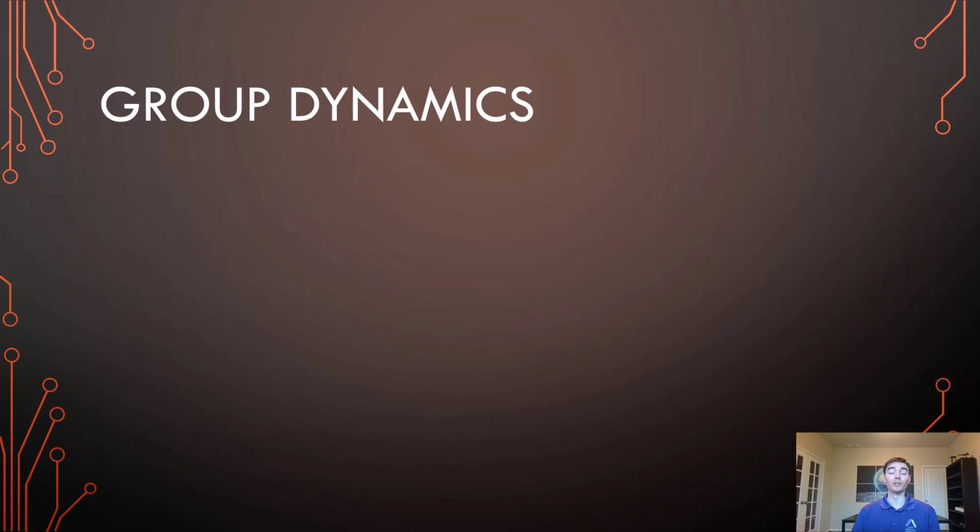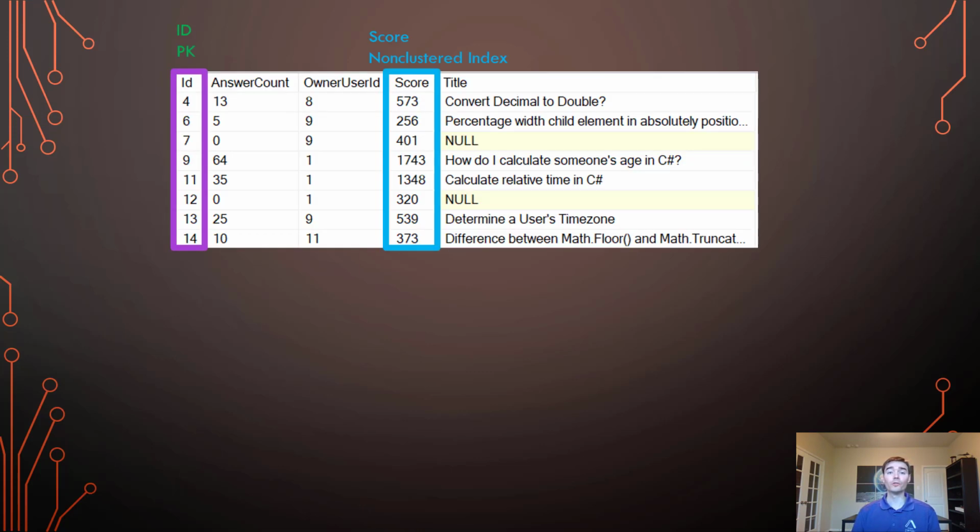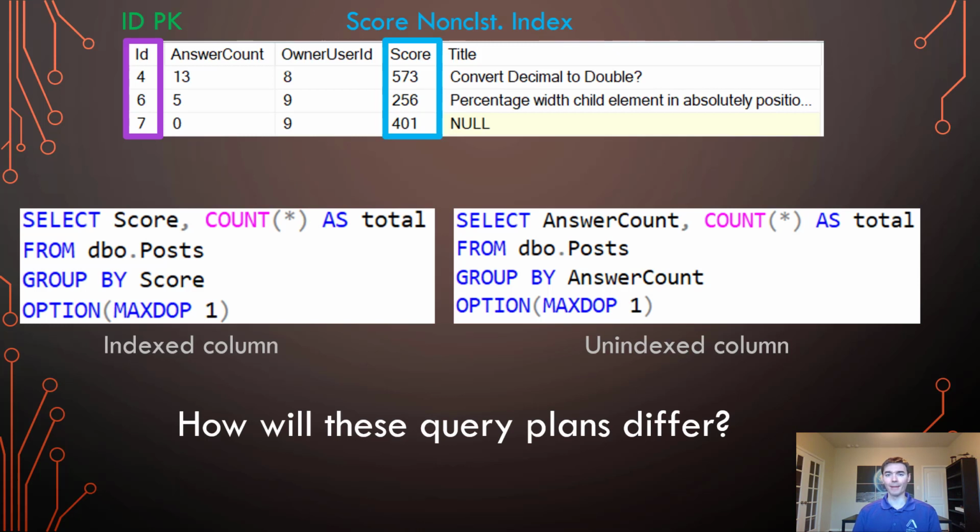I have another demo that I enjoy, this one dealing with aggregates. Again, I'm going to use a table from the Stack Overflow database, and I only have a non-clustered index on the score column. What happens if we have an aggregate query on an indexed column versus a column that doesn't have an index? In this case, I'm looking at select score, count, group by score, versus select answer count, count, group by answer count. Score has an index to support it, answer count does not. What kind of query plans are we going to get?